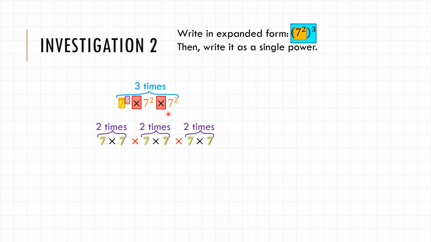In total, how many 7s do I have? Well, I have 3 groups of 2 7s, and 3 times 2 means I have 6 7s in total. I'm multiplying 7 by itself 6 times. So as a single power, I can say that this is 7 to the power of 6.